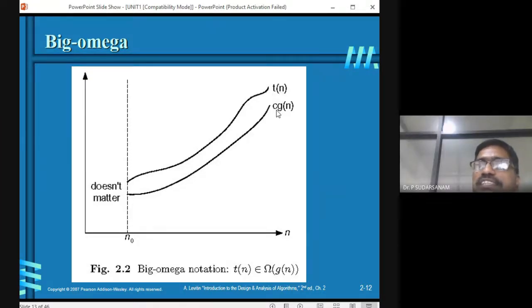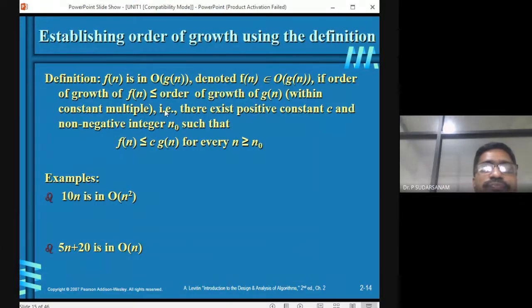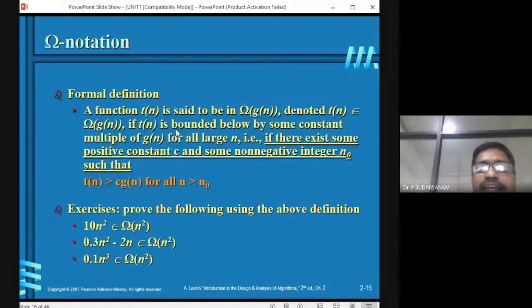If you multiply with this, you will be getting this function. That is what this definition says. T of n is bounded below by some constant multiples of G of n. That's it. If you multiply with some constant, here it is 0.3. For all large values of n, there exists some positive constant, that is 0.3, called the constant. If you multiply with that constant, you will reach that function. And some non-negative integer n naught such that T of n is greater than or equal to C into G of n. That is the second definition.